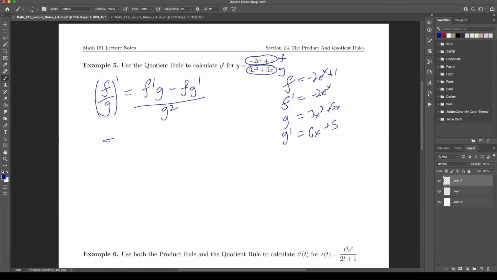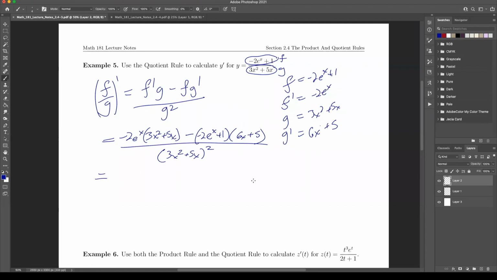All right, so now let's just plug it in. Here, I'll have minus 2e to the x times 3x squared plus 5x, minus minus 2e to the x plus 1, times 6x plus 5, all over 3x squared plus 5x, squared.